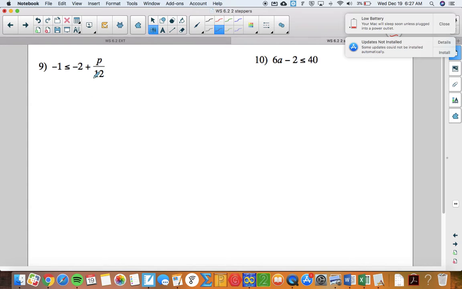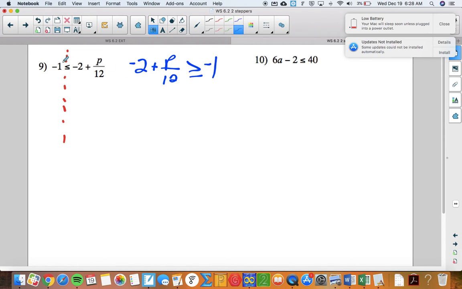Number 9. So now p is on the right side of the inequality. If that bothers you folks, you could rewrite it over here. Just take the right side, negative 2 plus p over 12, and put it on the left side. And notice the Pac-Man is eating the side with the p. So you need to make sure the Pac-Man continues to eat the side of the negative 2 plus p over 12.